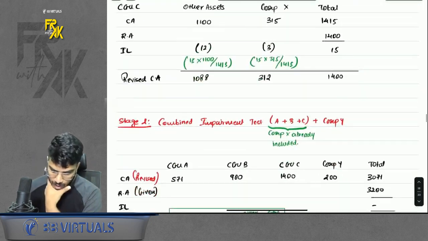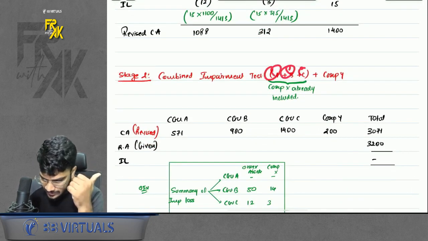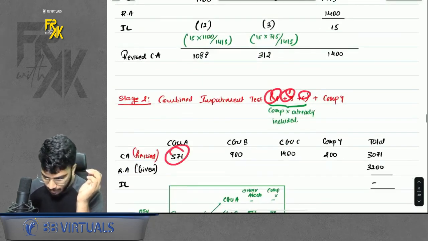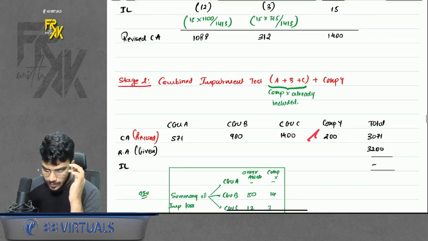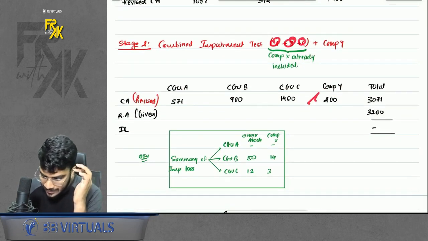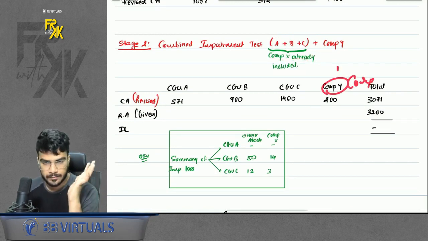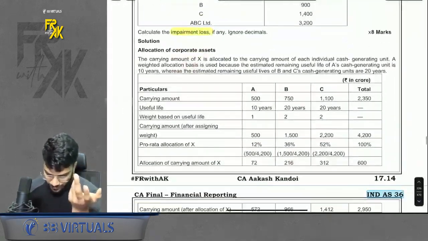Clear? Then we did the test in stage 2, where we combine A, B and C. Take the revised carrying amount, whatever you have after impairment loss, of each CGU and include Y here. Why not include X? In CGU A, B and C, X is already included, so we need not add X again. We will just add Y. So this was illustration number 23, a good illustration.